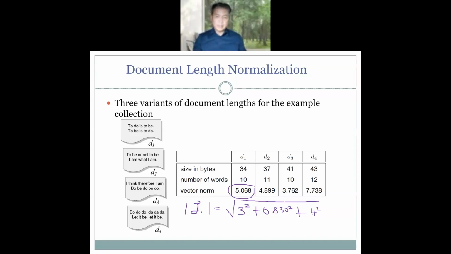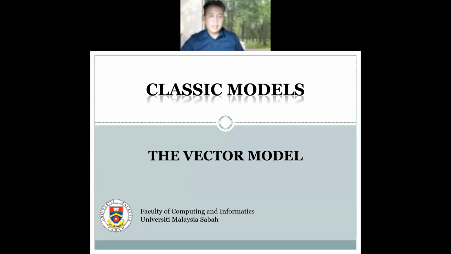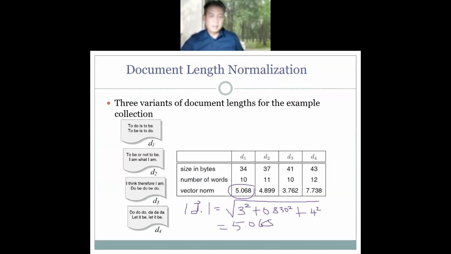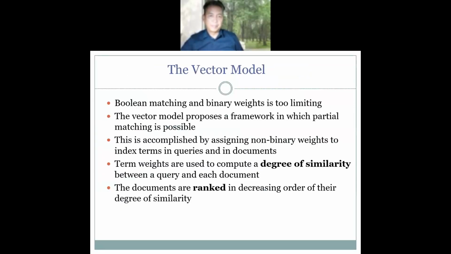Okay, so you can double check. That one is 5.068. So this is 5.068. Okay, so this is the vector norm for document 1, and then we use that one to normalize later on.